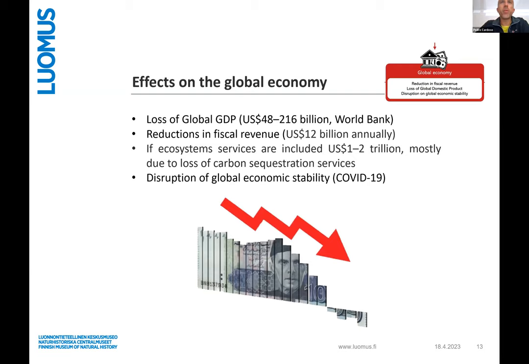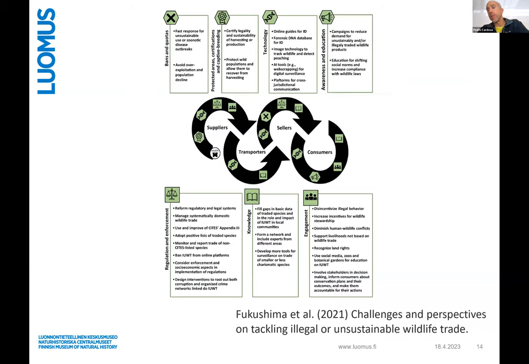And obviously this all adds up to effects on the global economy. If you're talking about illegal trade, this is all parallel to the regular economy. So there is a major loss of GDP. Of course, there is a major reduction in fiscal revenue. If you take into account also the ecosystem services, all the services that a forest or many species provide to humanity, then this goes to trillions of dollars every year, and this was in fact already calculated, taking into account these ecosystem services. Most of these losses are due to the loss of carbon sequestration services due to many large forests being cut for timber, and much of it is either illegal or unsustainable, and of course disruption of global economic stability, as we have seen with COVID.